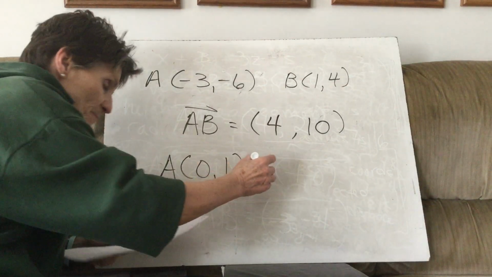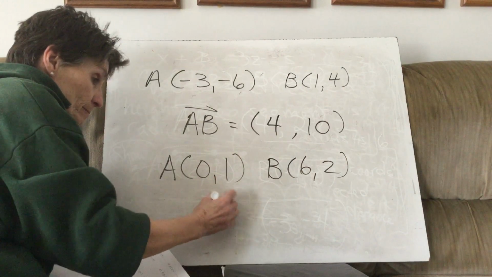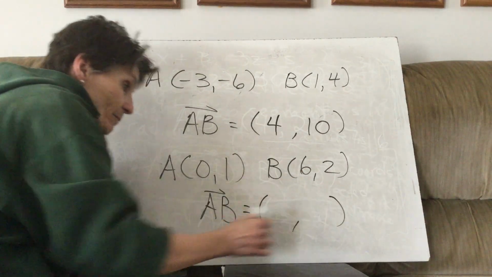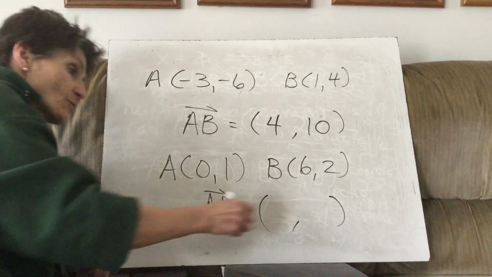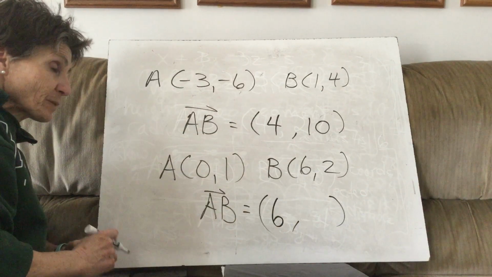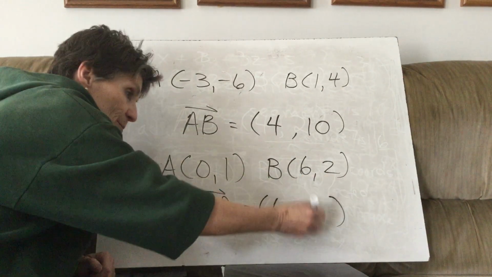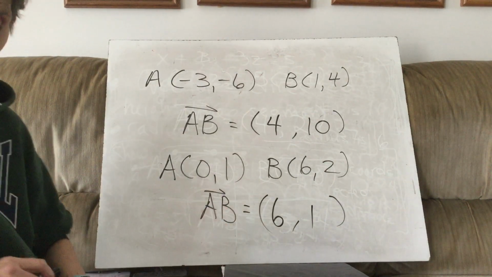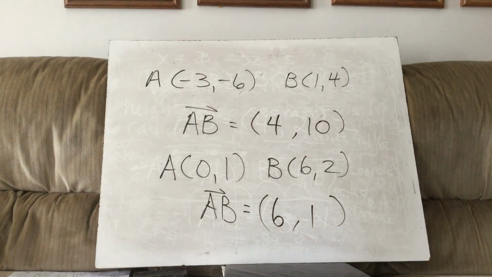Okay, one more. We want the coordinates of the vector. You're starting at 0, stopping at 6. So that would be 6 steps. You're starting at 1, stopping at 2. That would be 1 step. So the vector coordinates, or the directed distance, for problem D is (6, 1).